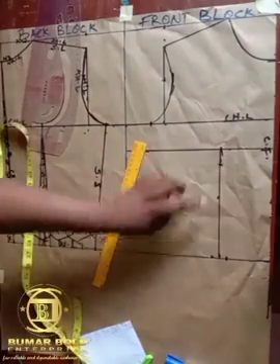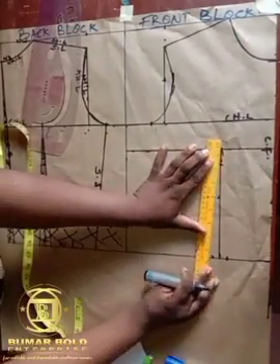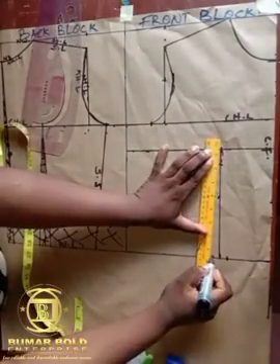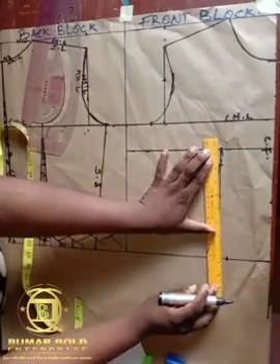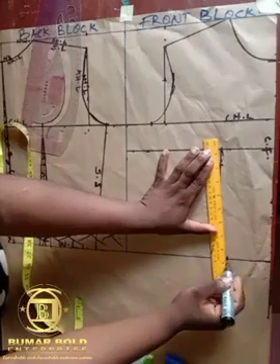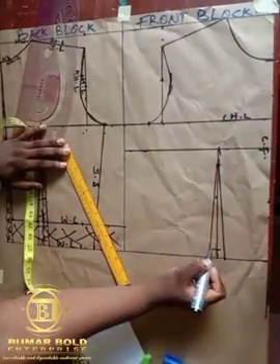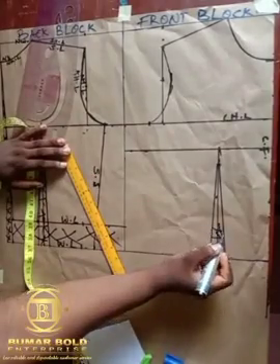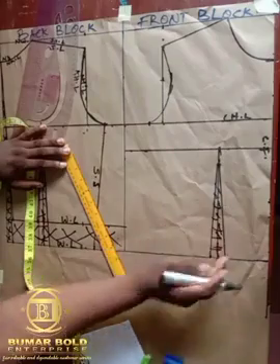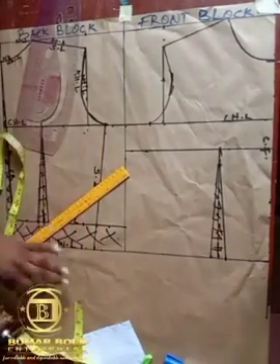So from this point, you're going to connect to this point to get your dart legs, like so. The same to the other, like so. So now this is our dart legs. These are our dart legs for the front block.